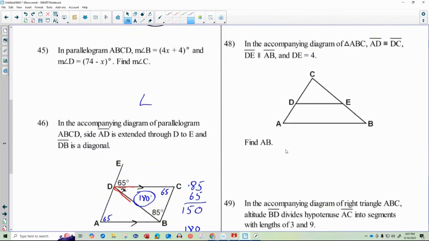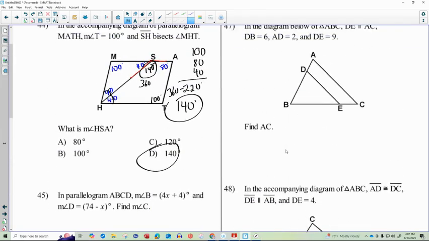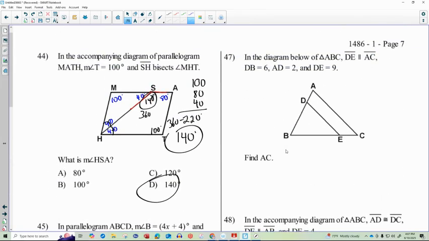All right, 47, 48. Ooh, similar triangles. Let's see what we remember about this. Remember, the acronym that I wanted you to remember for similar triangles was CSSTIP. Corresponding sides of similar triangles are in proportion. It really means we could build equal fractions to solve for missing parts. Okay? All right, here we go.